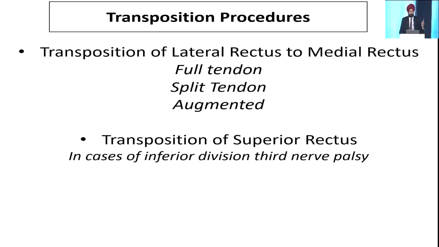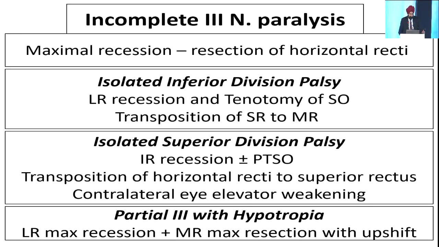You can transpose the lateral rectus towards the medial rectus, the superior rectus, and again, these are on a case-to-case basis. And I'll come to some of these indications later in the talk. In incomplete third nerve paralysis, depending on what muscles are involved, whether it's a superior division or an inferior division, you can choose your surgery. So this is just a picture to talk about various options that we have.